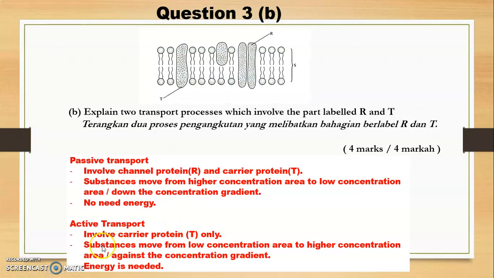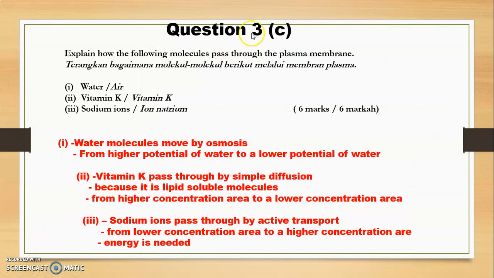Substance move from low concentration area to higher concentration area, or you can just write substances move against the concentration gradient. And last one is energy is needed. So this is the suggested answer. I want you to copy all the important points there. Next we go to the next question.